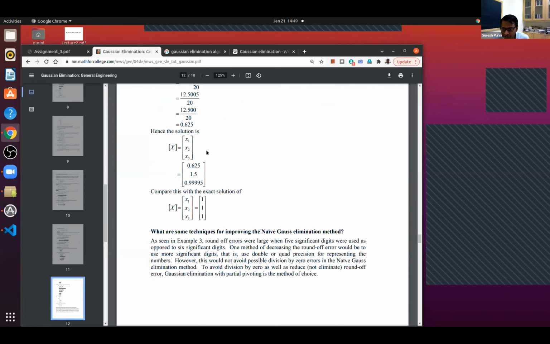Are you with me here? Did you see what is happening on the screen? Here, if you use five significant digits, the answer, due to round off errors, is going way off. But when we use 6 significant digits, the answer looks very close to the exact solution. So usually round off errors occur.